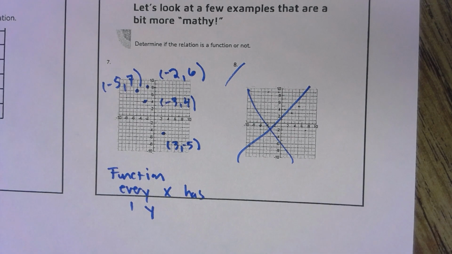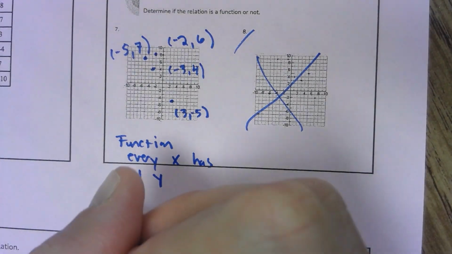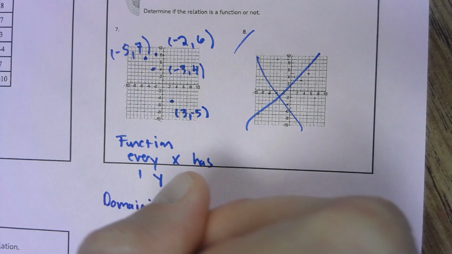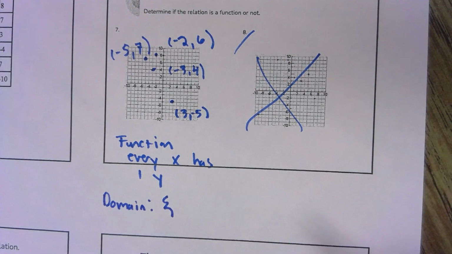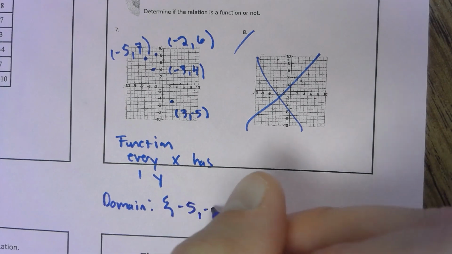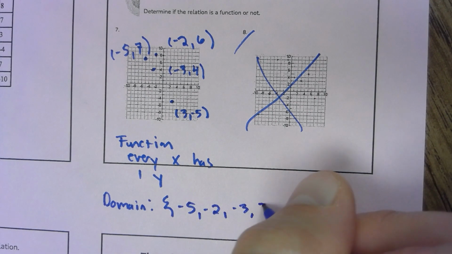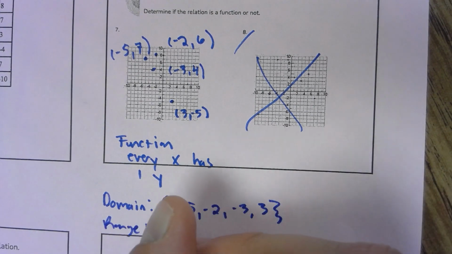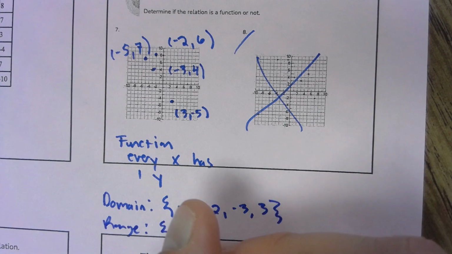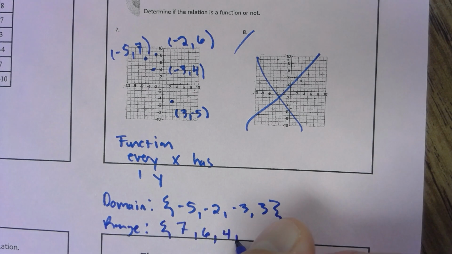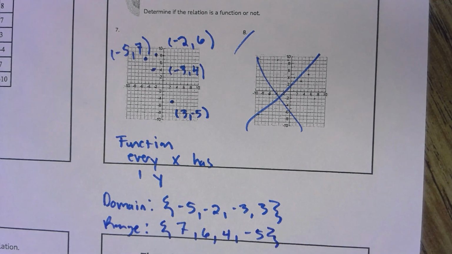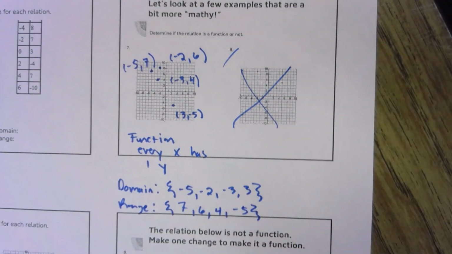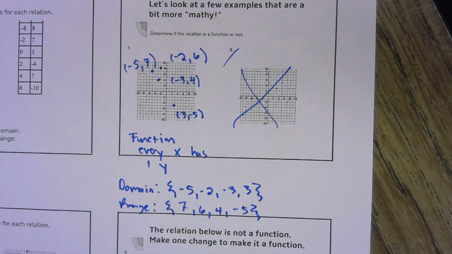Now, if we were to list the domain and range, let's just do that right here since we've written down all those points. Again, the domain is just a list of all the x values. So negative 5, negative 2, negative 3, and 3. And then the range. What y values do we see? 7, 6, 4, and negative 5.